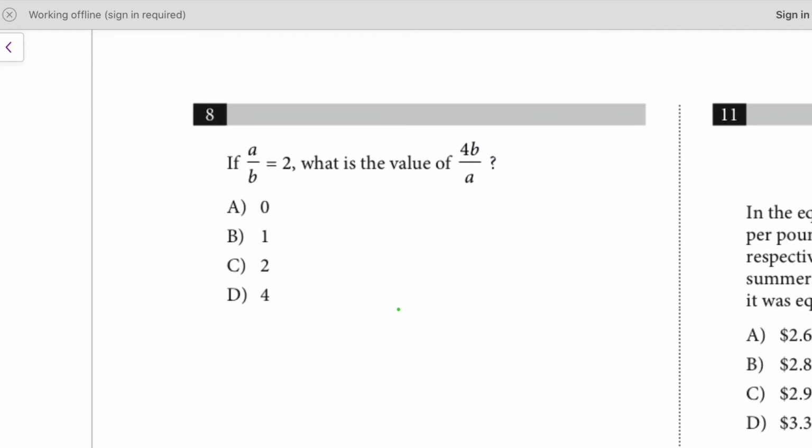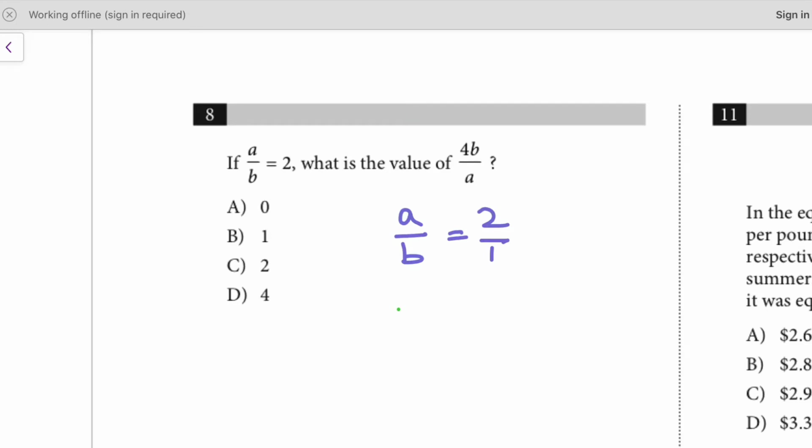Okay, moving on to question number 8. If A over B equals 2, what is the value of 4B over A? Okay, so they tell me that A over B equals 2. And another way to write 2 is 2 over 1, right? So that's what I'm going to do over here.